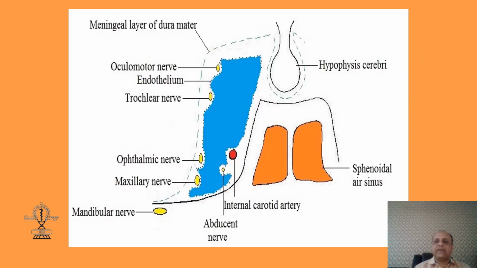So how are these two layers coming in relation to the cavernous sinus? Now you see the blue structure here. This is the cavernous sinus, and this represents the endosteal layer of dura mater, which is coming in relation to the floor of the cavernous sinus, while the lateral wall, medial wall and roof are formed by the meningeal layer of dura mater. So dura mater has got two layers, endosteal layer and the meningeal layer. Endosteal layer is coming in relation to the floor of the sinus, while the meningeal layer is coming in relation to the lateral wall, roof and medial wall of the cavernous sinus.